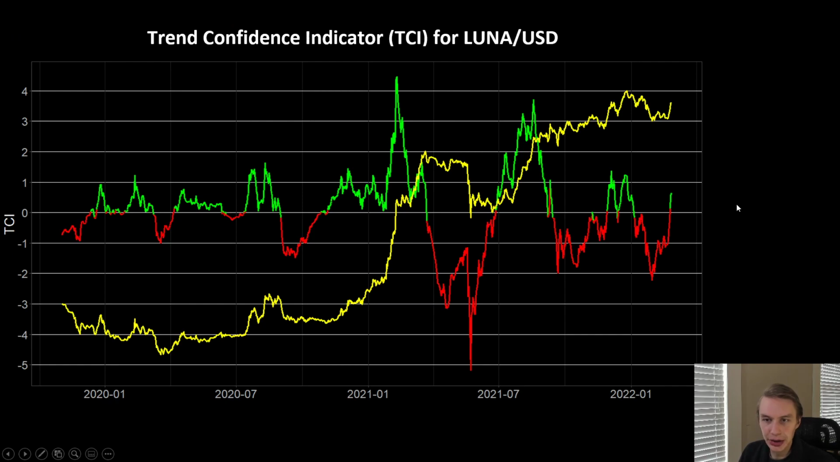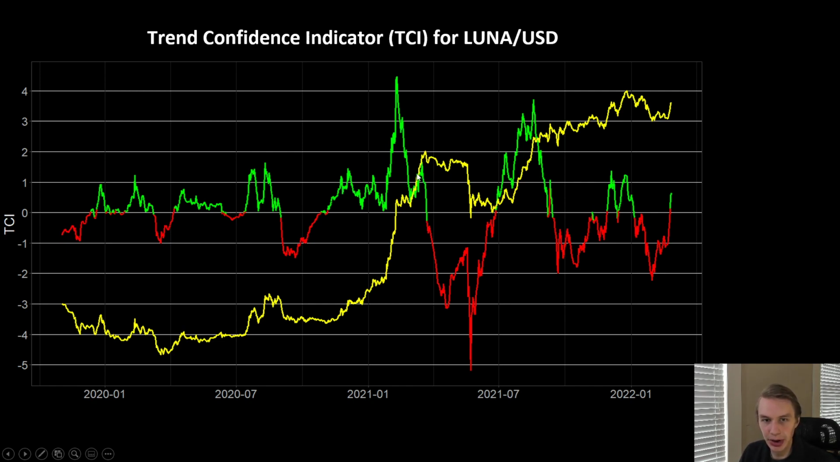So another indicator that I wanted to show was our trend confidence indicator for Luna. This is an indicator that we have on the channel that's designed to measure basically how confident we can be in a given uptrend or a downtrend. And the way that you can generally read this is that if price is in an uptrend and the TCI is in the green, that means that you can be relatively confident of that uptrend and that it seems more likely than not the uptrend will continue.